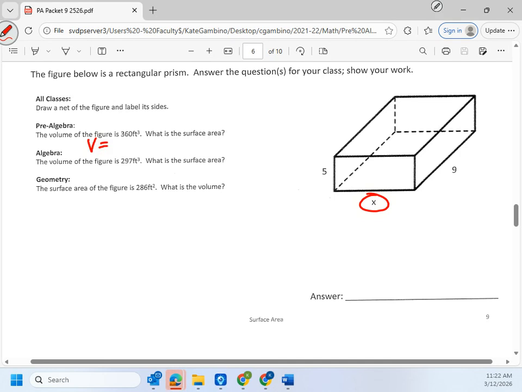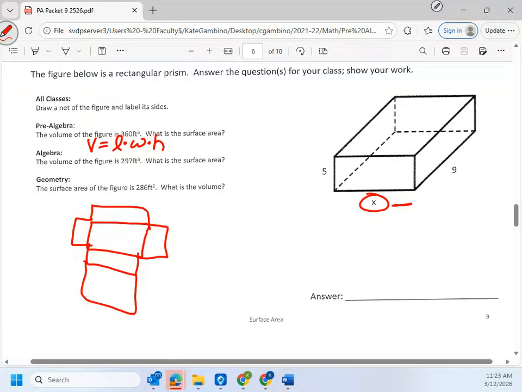So we have to use our volume equals length times width times height. Fill in the numbers you know. Do opposite operations to solve for x. That's going to give you this side's measurement. Then to find the surface area, there is a formula for the surface area, or the easy way to do it is just to draw your net. Find the area of each of those sides, 6 sides, find the area of each side, add them together. That is your surface area.